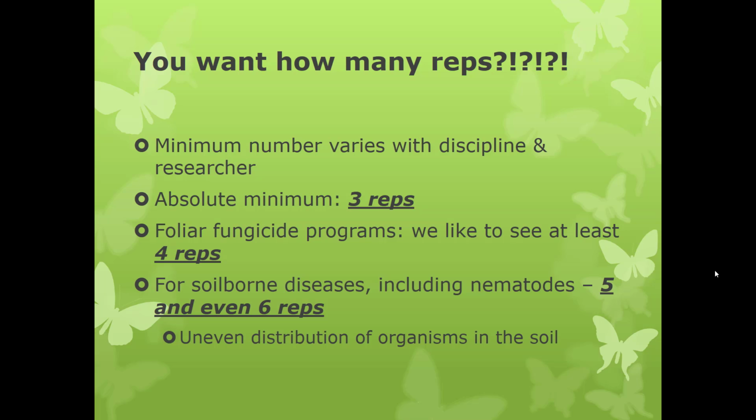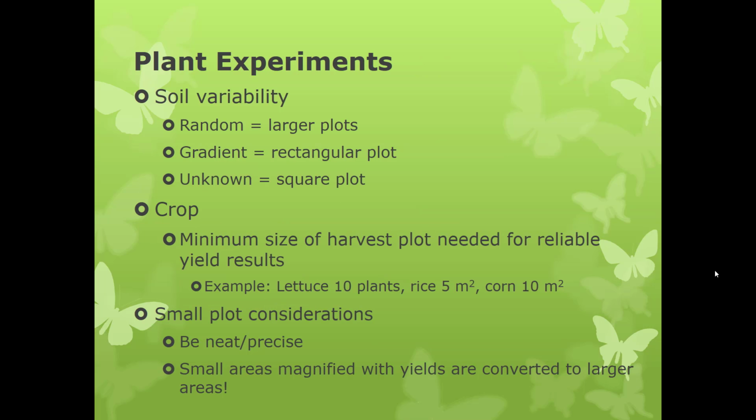When it comes to the soil example, the organisms in the soil are really unevenly distributed. So you have to have more replications to try to capture what is really happening in the population. When it comes to soil variability in plant experiments, there are some things that you need to take into consideration. If you have a field trial and you have really random soil variability, your plots have to be larger to capture that variation.